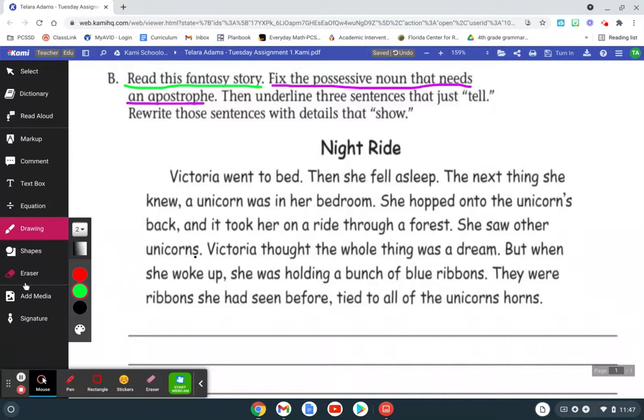Our final set of directions here. Let's see, what color haven't I used? How about this teal? Then underline three sentences that just tell. So let's do that. Let's underline three sentences that just tell. It's not giving us that elaborate information that we like, that explaining that we have become accustomed to. Ooh, how about the first sentence? Victoria went to bed. Right, that's definitely just telling.